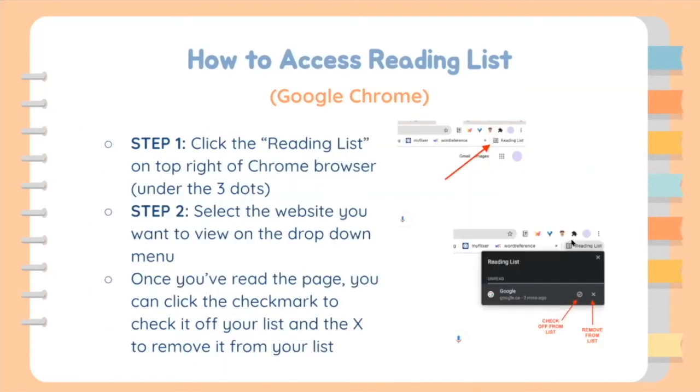Now, how to access reading list. The first step is to click the reading list on the top right of your Chrome browser. It's under the three dots that we've used before, and select the website you want to view on the drop-down menu. So this is what the drop-down menu would look like. Once you've read the page, you can click on the check mark over here to check it off your list, or you can click the X to remove it from your list.